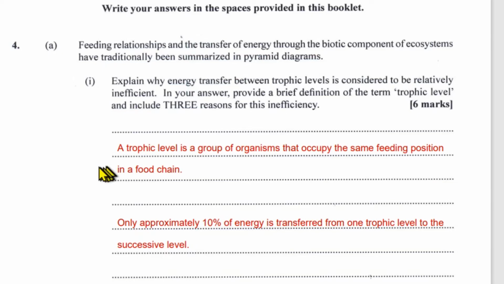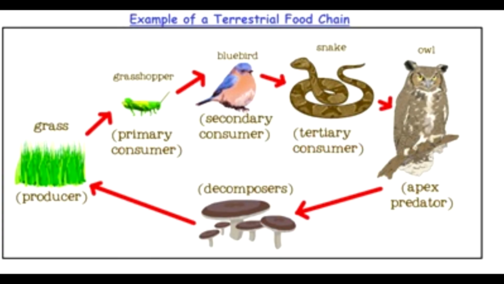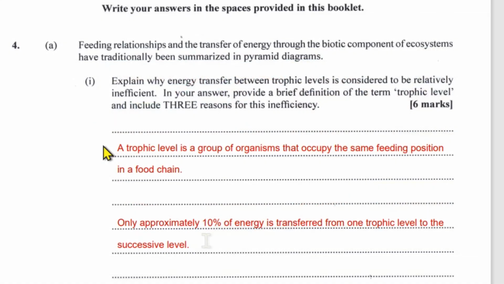So let's look at this. A trophic level is a group of organisms that occupy the same feeding position in a food chain. So in a food chain where the producers would absorb the solar energy from the sun, and then you'd have your primary consumer, your secondary consumer, your tertiary consumer, each of those is called a trophic level. Only approximately 10% of energy is transferred from one trophic level to the successive level.